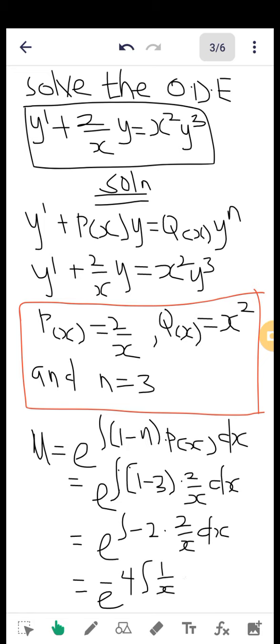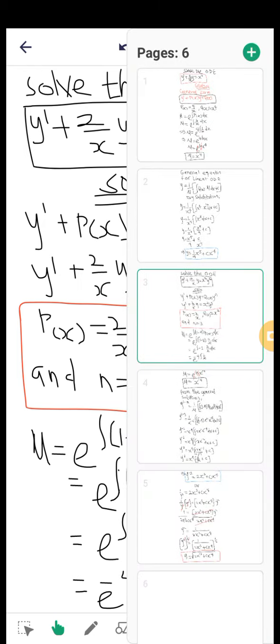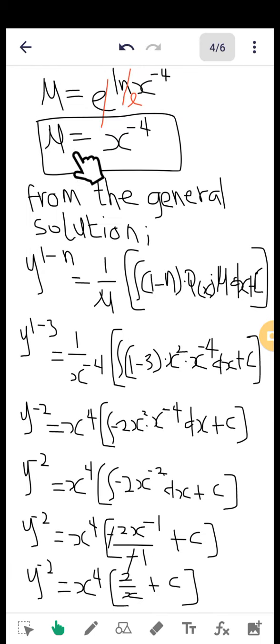But the minus 4 will come and be an exponent of the x. So you are going to get mu equal to x exponent minus 4, because the minus 4 which was supposed to be here will come to be an exponent of the x. Then the ln will cancel the natural log. Then you are going to get mu, that's the integral factor, to be x exponent minus 4.